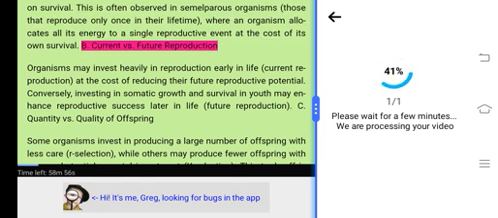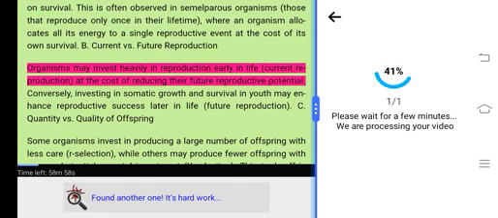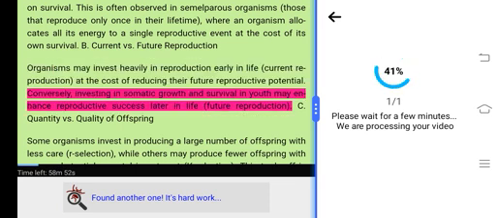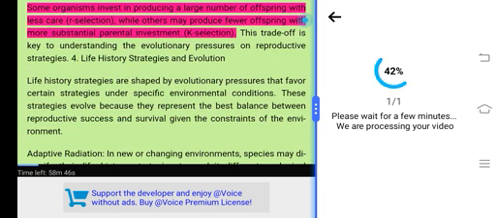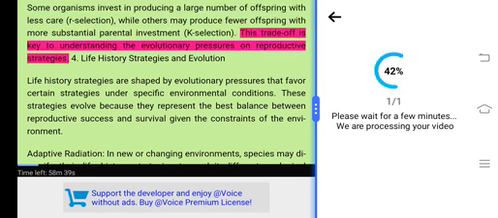B. Current versus future reproduction. Organisms may invest heavily in reproduction early in life, current reproduction, at the cost of reducing their future reproductive potential. Conversely, investing in somatic growth and survival in youth may enhance reproductive success later in life, future reproduction. C. Quantity versus quality of offspring. Organisms invest in producing a large number of offspring with less care, r selection, while others may produce fewer offspring with more substantial parental investment, K selection. This trade-off is key to understanding the evolutionary pressures on reproductive strategies.